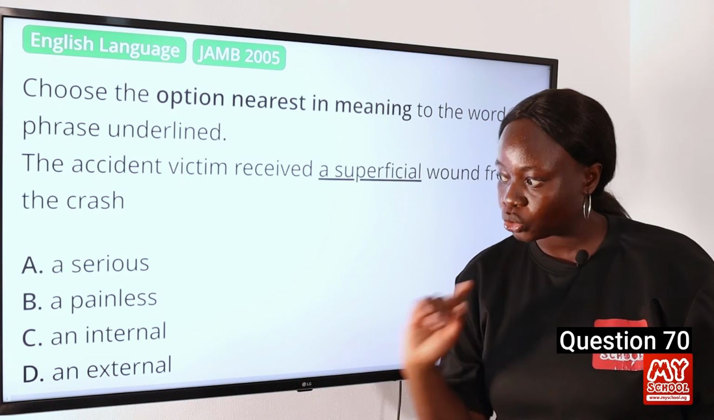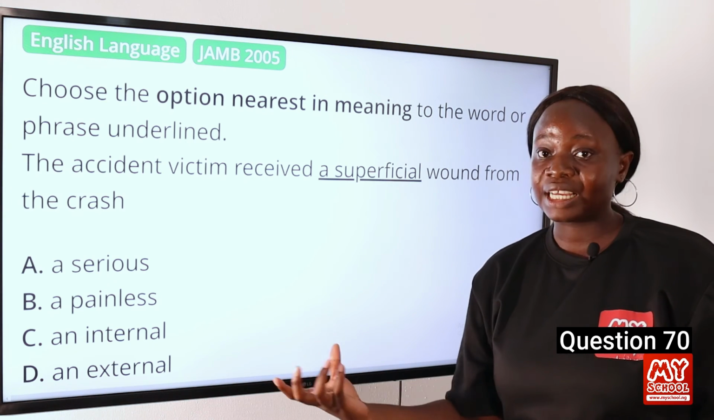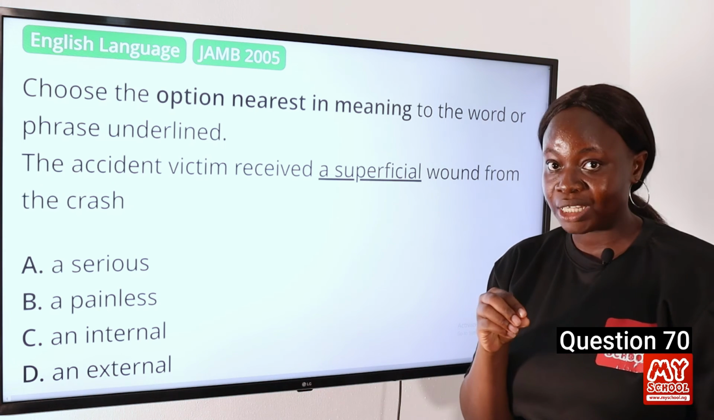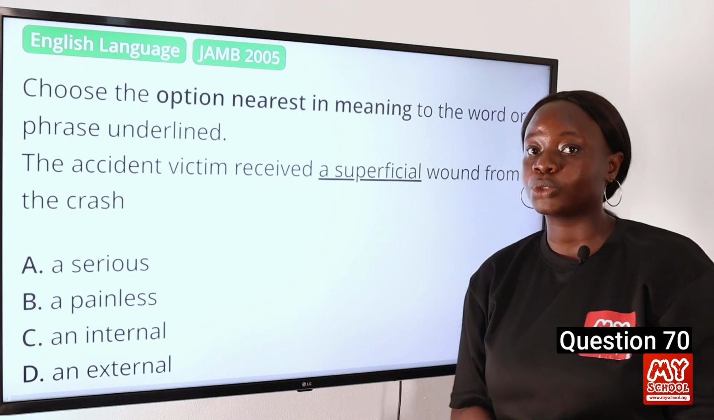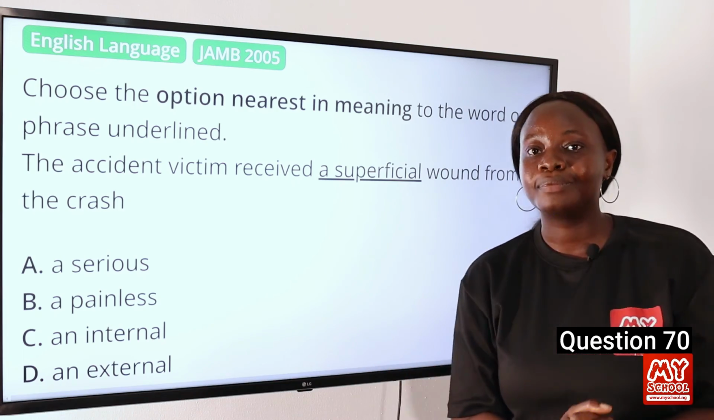And the closest meaning to that is external. An external injury means it doesn't go deep down into your skin, it's just on the surface. Our answer to this question is option D, an external.